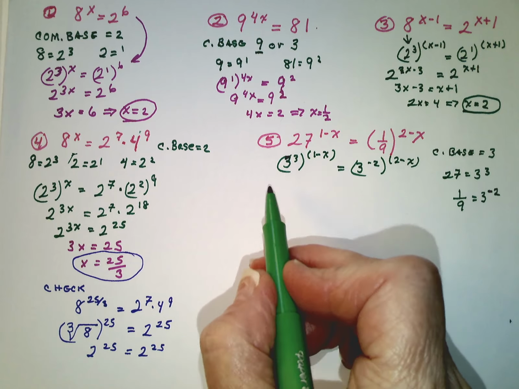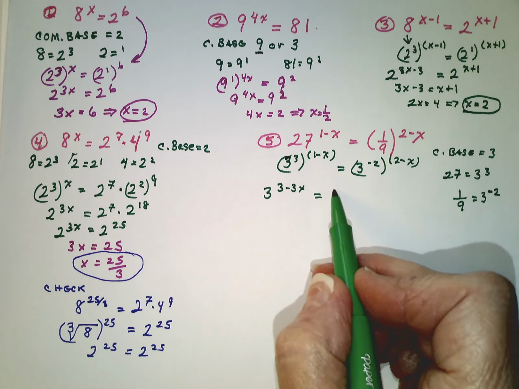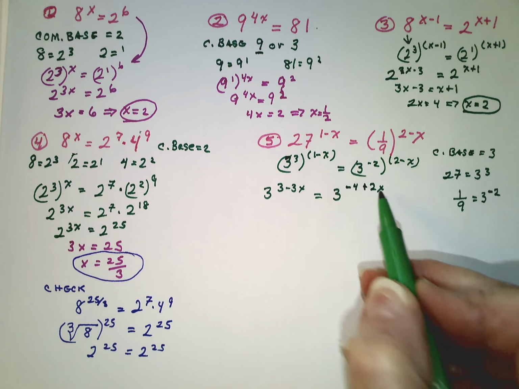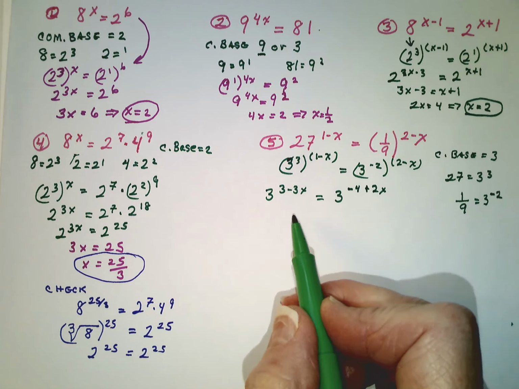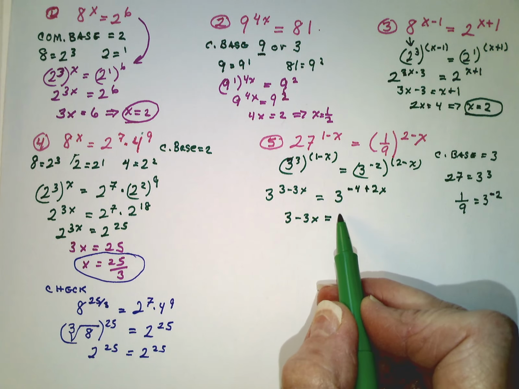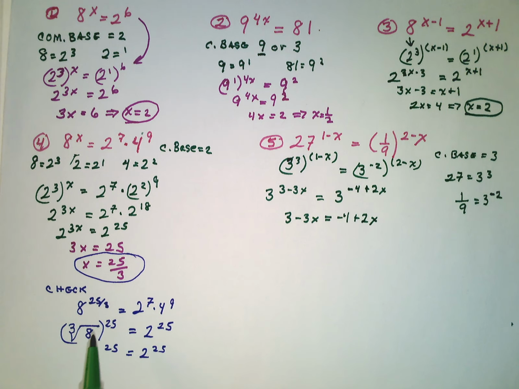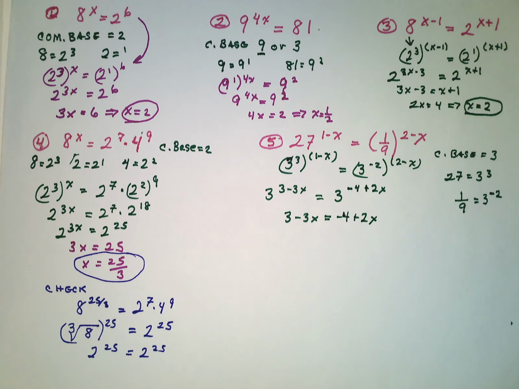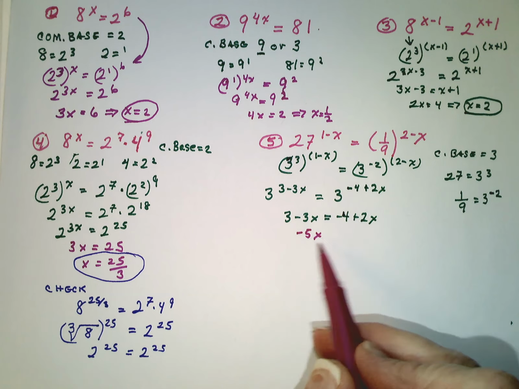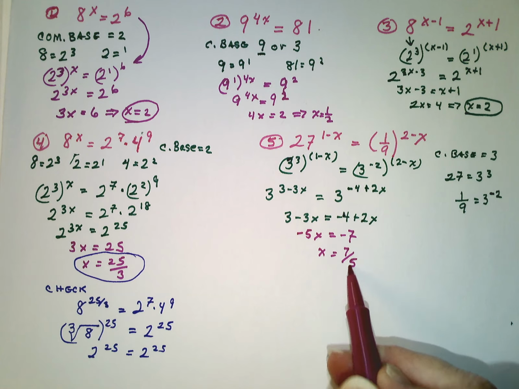Yay! Powers of powers, we have 3 to the 3 minus 3x equals 3 to the negative 4 plus 2x. That means 3 minus 3x has to equal negative 4 plus 2x. So it looks like negative 5x equals negative 7, so x is 7/5.